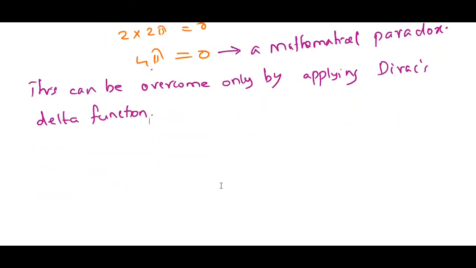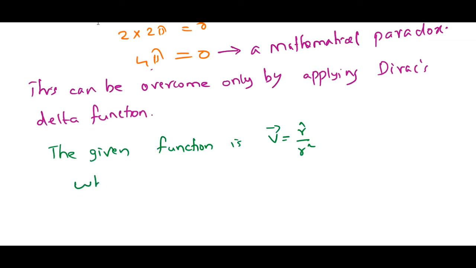Before applying the Dirac delta function, we have to see where our vector function has maximum or minimum value. Therefore, let us check the given function, that is vector v is equal to r cap by r square, and we have to see where this function has maximum or minimum value. That is when r is equal to 0. At r equal to 0, the vector function v has a value r cap by 0, and that is nothing but infinite.